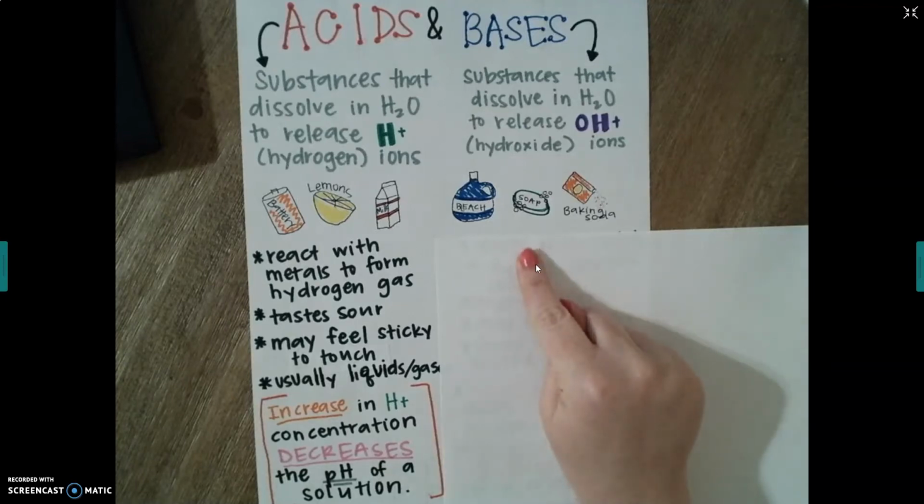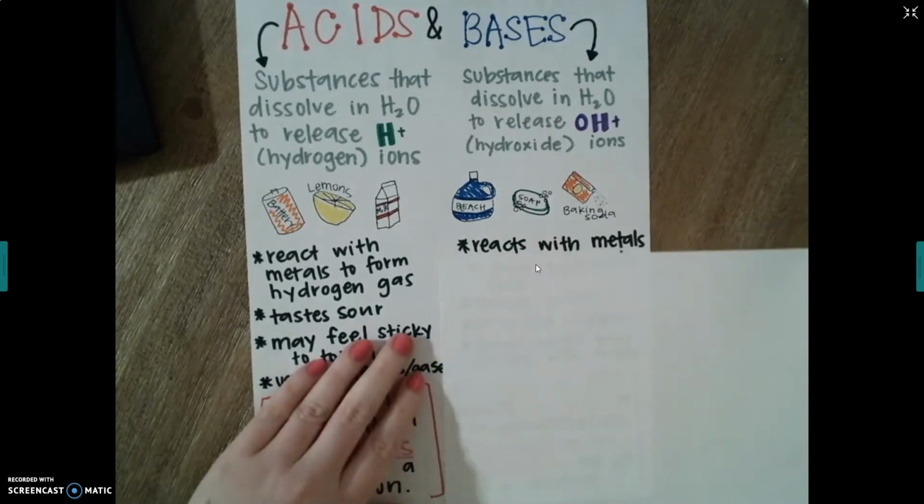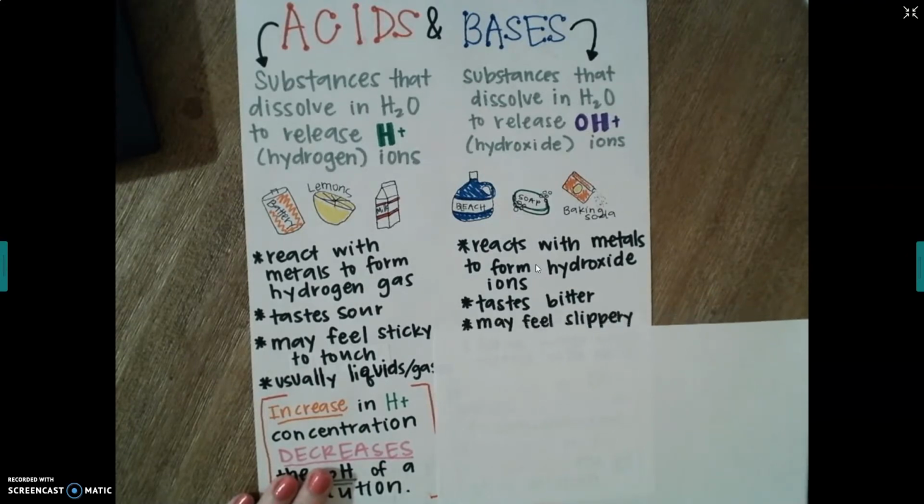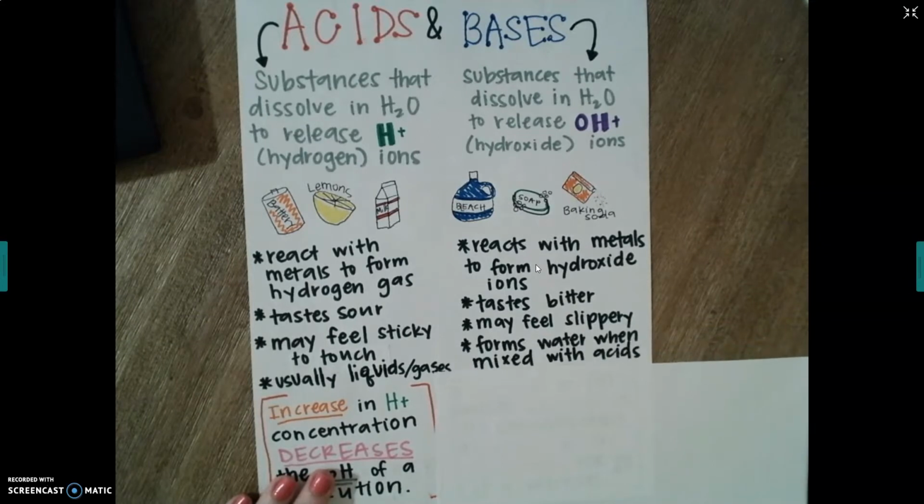Some properties of bases are going to be that they react with metals to form hydroxide ions. They're going to taste bitter. They may feel slippery to the touch. And they're going to form water. This goes really for acids and bases. They're going to form water when mixed with acids, or they're going to form water when mixed with bases.